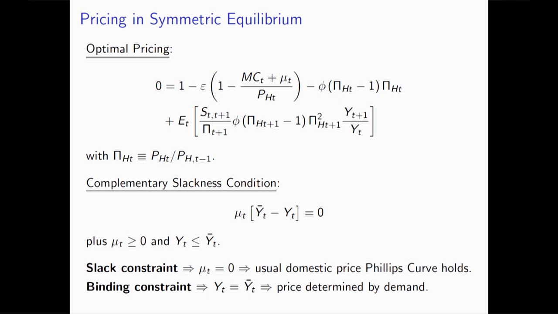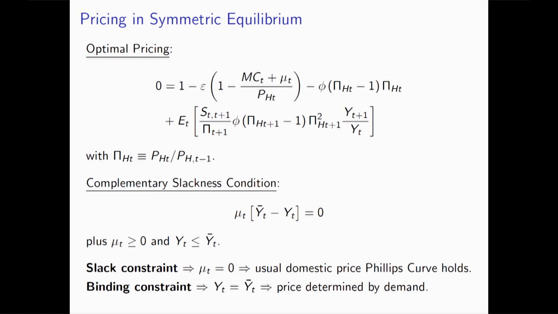Forgetting about capacity constraints, the solution to this problem is that the producer wants to solve this trade-off between adjusting prices to keep a constant markup over marginal cost and reducing the cost of adjusting prices. So if there is a big increase in the marginal cost, he will not fully adjust the prices because that's going to entail a very large cost of adjustment. That's the normal trade-off in these frameworks.